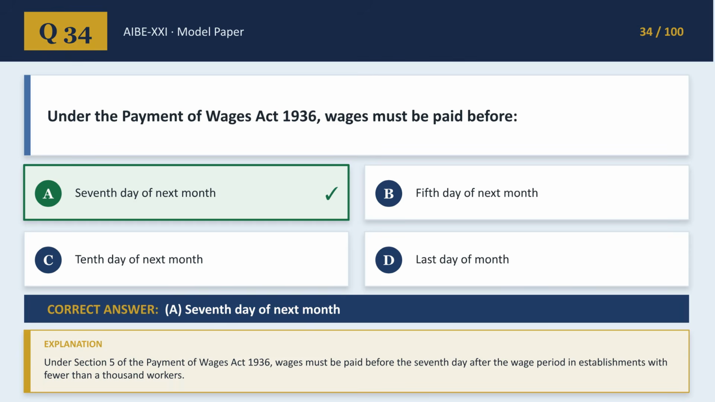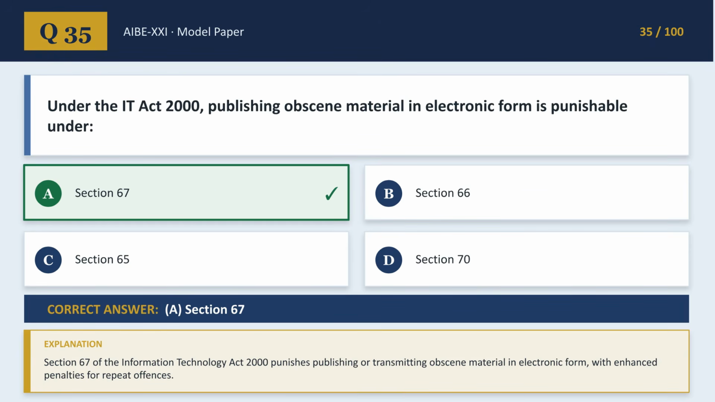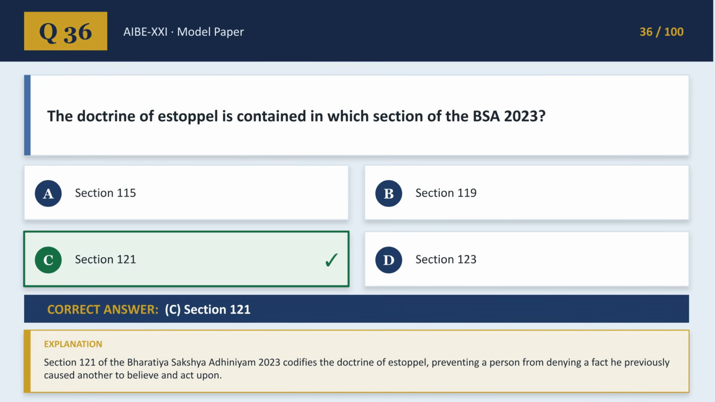Question 34. Under the Payment of Wages Act 1936, wages must be paid before the 7th day of the next month in small establishments. The correct answer is A. Question 35 asks, under which section of the IT Act 2000, publishing obscene material in electronic form is punishable? The answer is A, Section 67. Question 36 asks where the doctrine of estoppel is contained in the BSA 2023. The correct answer is C, Section 121, preventing denial of previously represented facts.